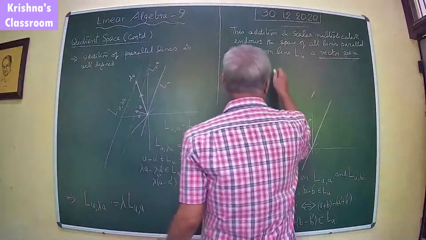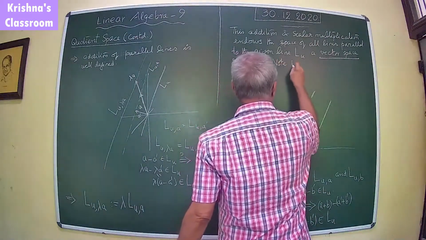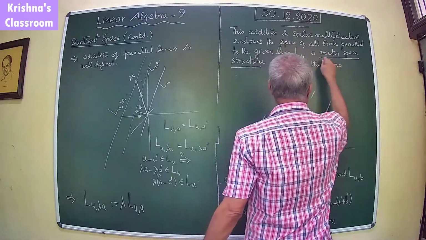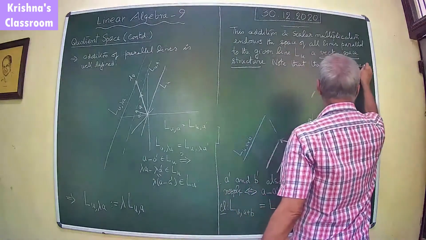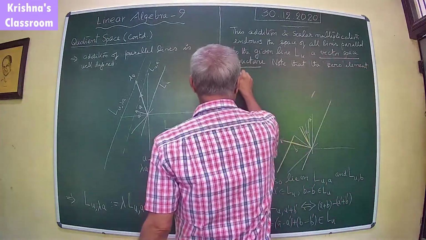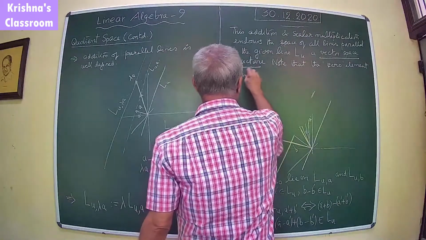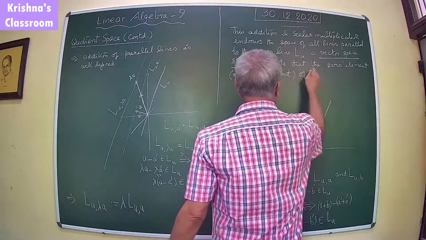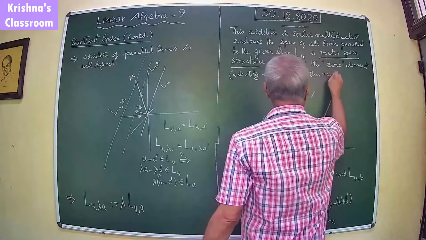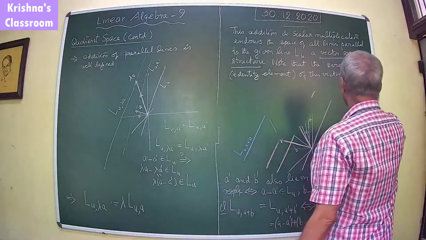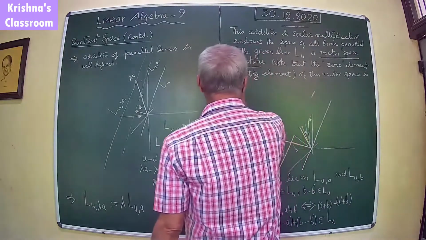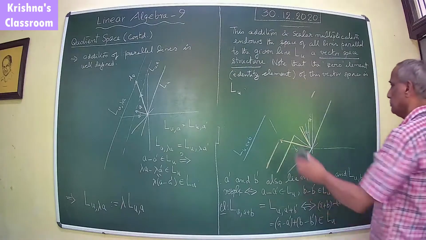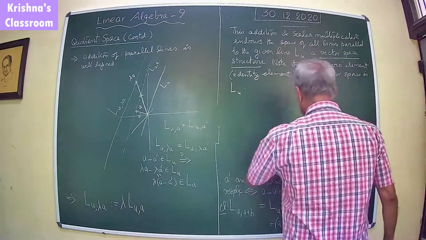Okay? Note the zero element, or the identity element, is the line that passes through the origin. So we can leave it at that.